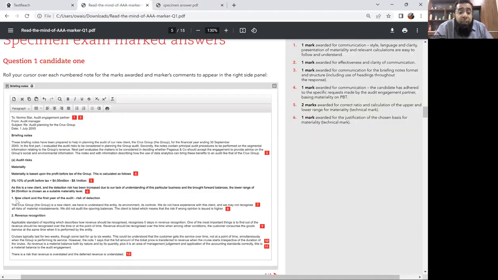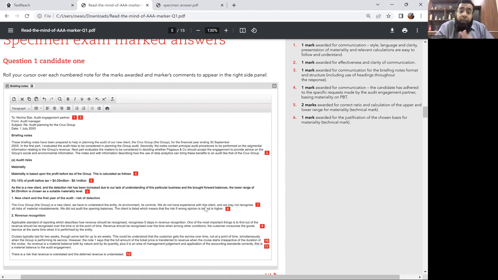Now let's look at the first risk, new client and the first year of audit, risk of detection. The Crux Group is a new client. We have to understand the entity, its environment, its controls. We do not have experience with this client, and we may not recognize all risk of material misstatement. We did not audit the opening balance. The client is listed, which means that the risk, if wrong opinion is issued, is higher.